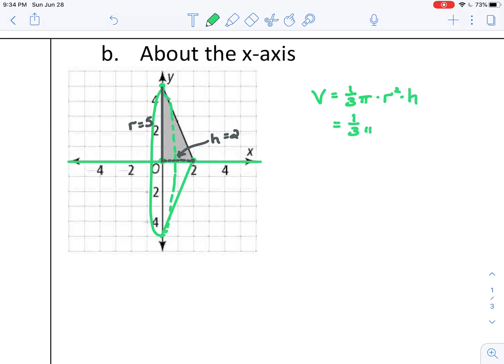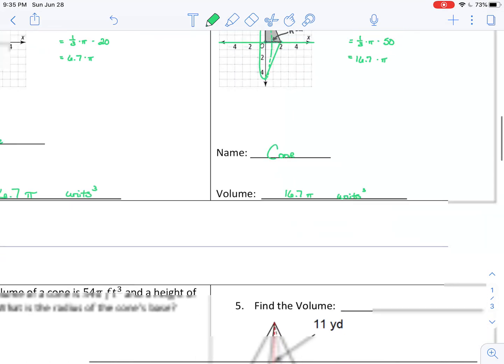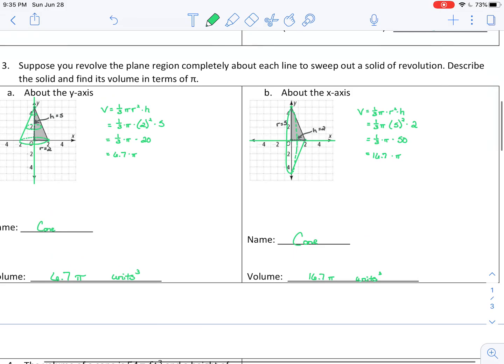Because 1/3 pi r squared times height, this time the r is the 5, when last time it was the 2. So I'm going to combine 5 squared times 2. I'm getting another number that does not divide by 3. So 1/3 of 50 is close to 16.7. So I'm going to say this is a cone. Its volume in terms of pi is 16.7 pi cubic units. So you'll see it's bigger than the one we made last time. Not as tall, but it ends up being a lot wider.